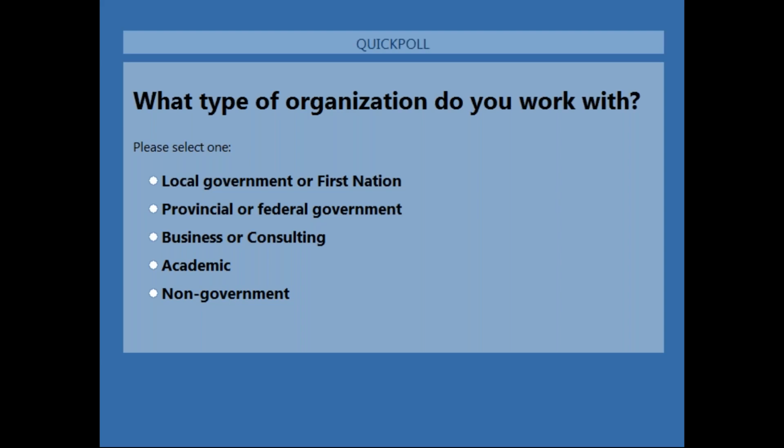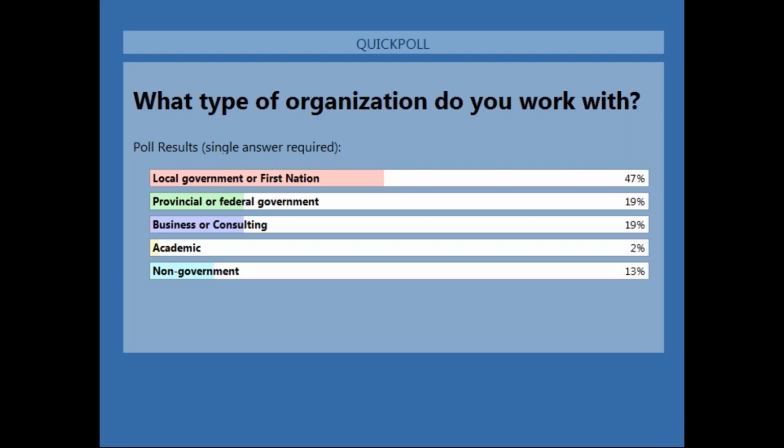Okay, we'll close the poll and share the results with you. So I can't remember if you can see this as a speaker, Kelly, or not, but we've got 47% of people are with a local government or First Nation, about equally split, 19% with provincial or federal government, 19% with business or consulting, 13% with non-government, and 2% with academic. Excellent. Great.